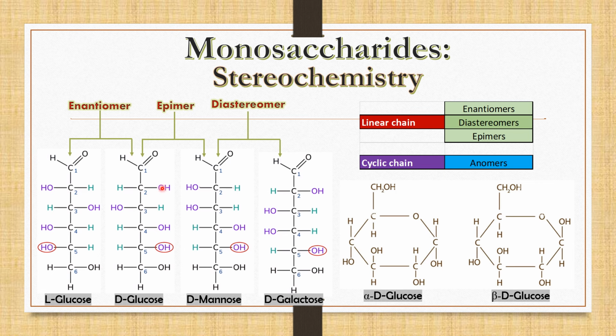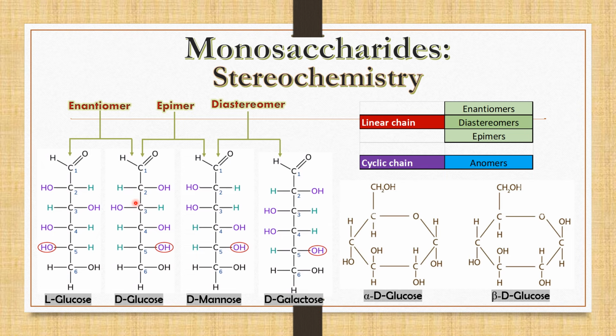As we can see here, L-glucose and D-glucose are mirror images of one another. We call such molecules enantiomers. This kind of stereoisomerism is enantiomerism. So L-glucose is an enantiomer of D-glucose.